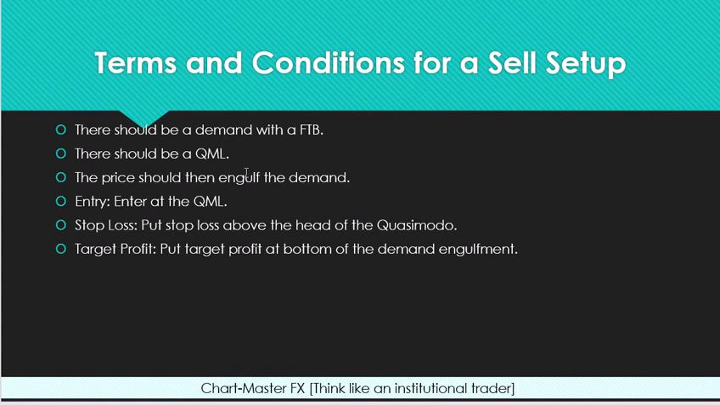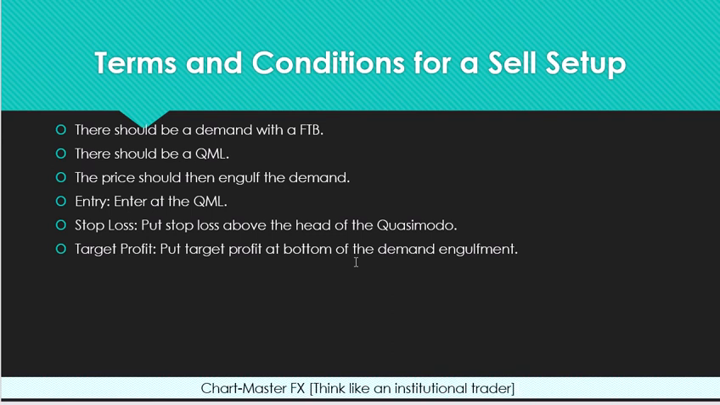Okay guys, so you can see that the entry is at the QM level. The stop loss, put it above the head of the higher high of the Quasimodo. The target profit, put it at the bottom of the demand engulfment. That's where you put your target profit, on the depth of the engulfment of demand, as you have seen on the anatomy.